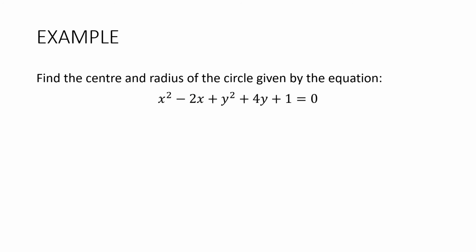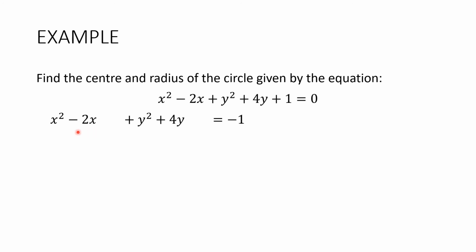Here's another one. Find the center and radius of the circle given by the equation x squared minus 2x plus y squared plus 4y plus 1 equals 0. So we're going to rewrite it with a gap here and a gap here, and I'm also going to move this plus 1 over the other side, like this. Alright, let's complete the square.